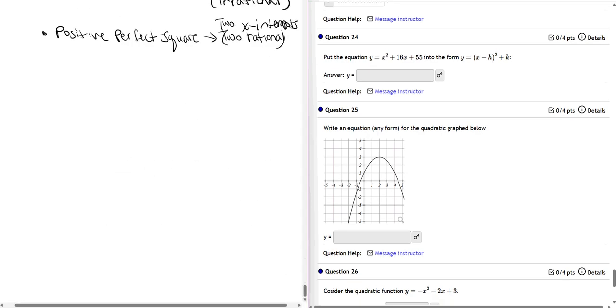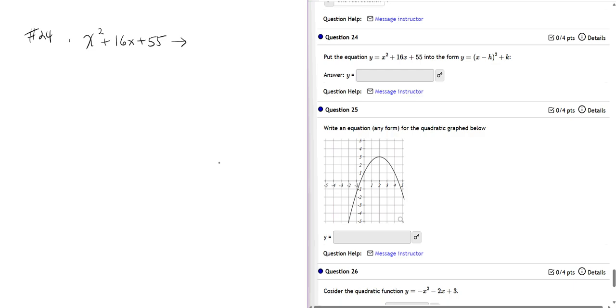Then question 24. I don't know if it's going to not let me go any further. Okay, 24. Put the equation x squared plus 16x plus 55 into the form y equals x minus h quantity squared plus k. In other words, complete the square.